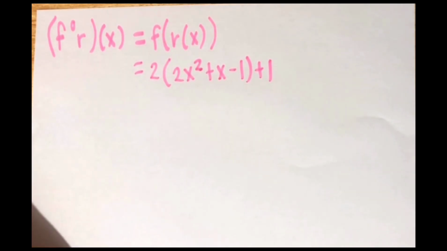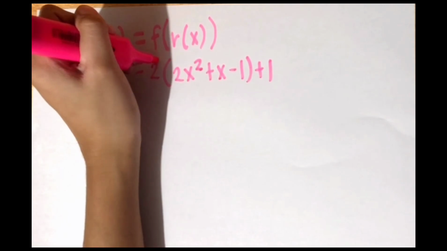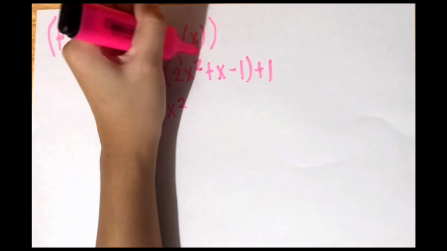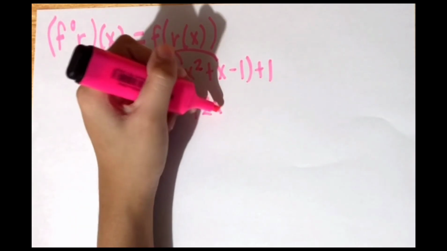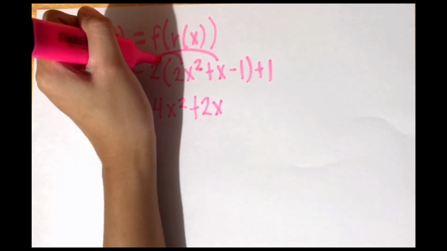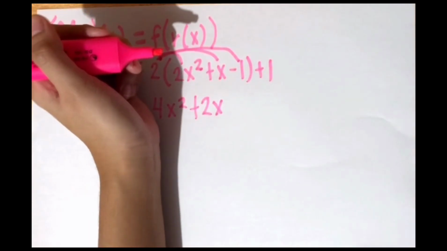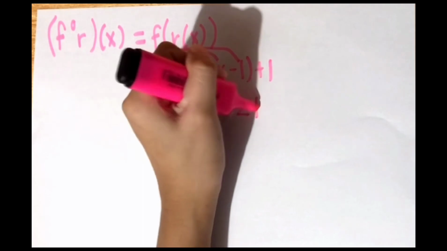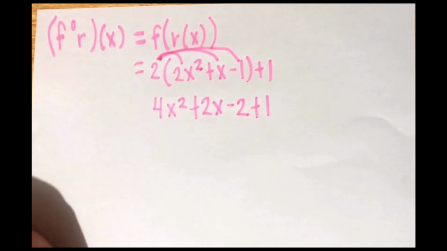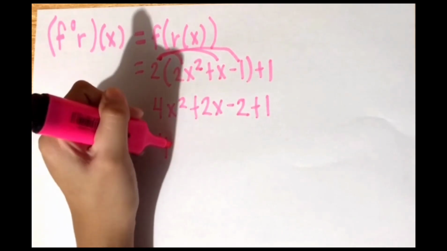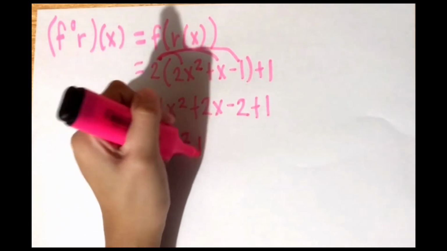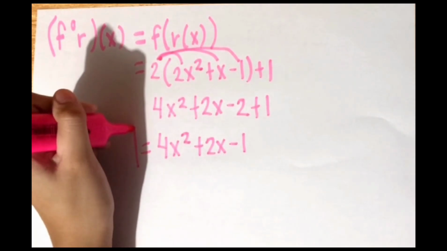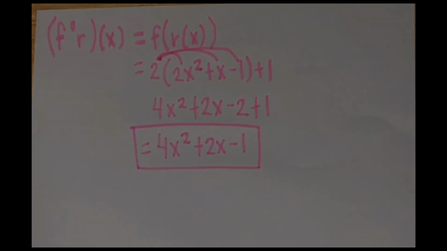Use the distributive property to remove the parentheses. 2 times 2x squared is equal to 4x squared. 2 times x is equal to 2x. And 2 times negative 1 is equal to negative 2, plus 1. Our answer for letter D is 4x squared plus 2x minus 1.